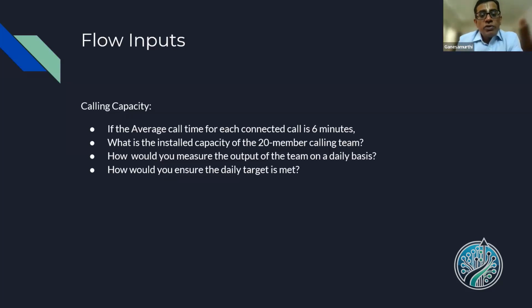But how do you ensure the daily target is met? So that's the output you measure. See, putting a target is one thing. How do you ensure the target is being met? This is also important. So we can have a stand-up or meeting every day to understand. Every day is too late. That's the whole point, which is why this question is there.